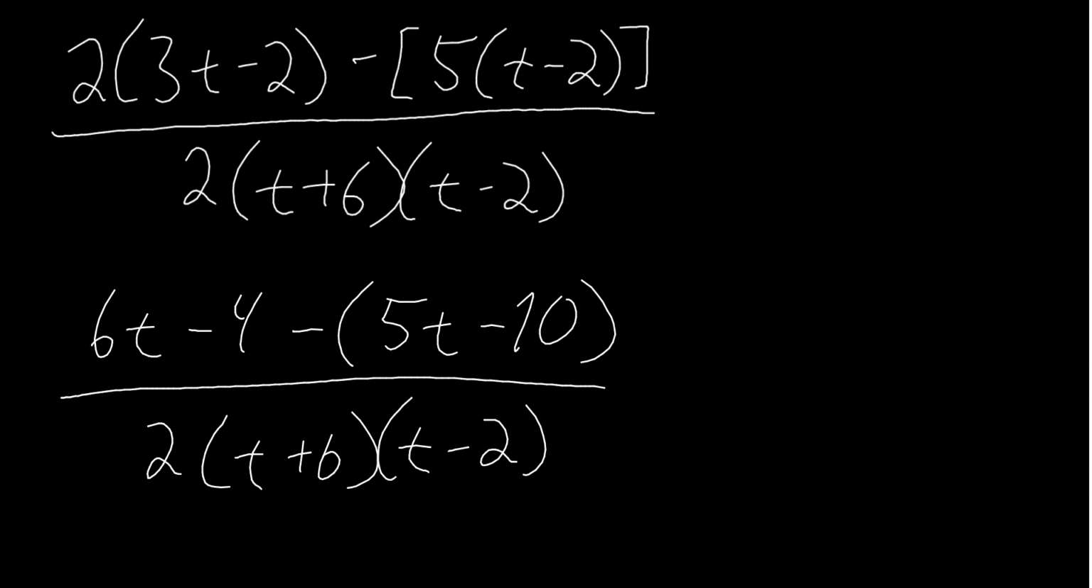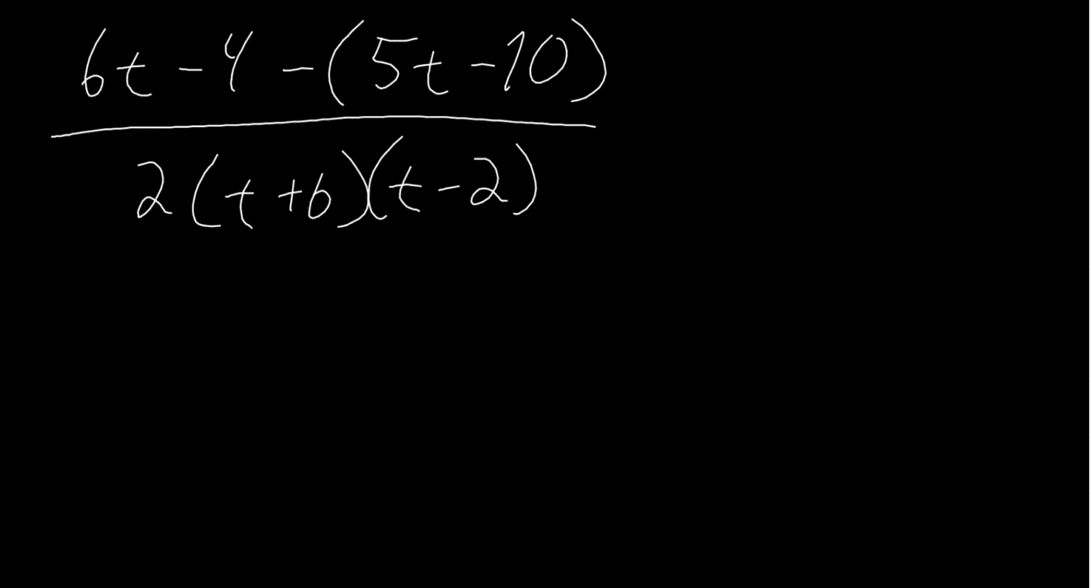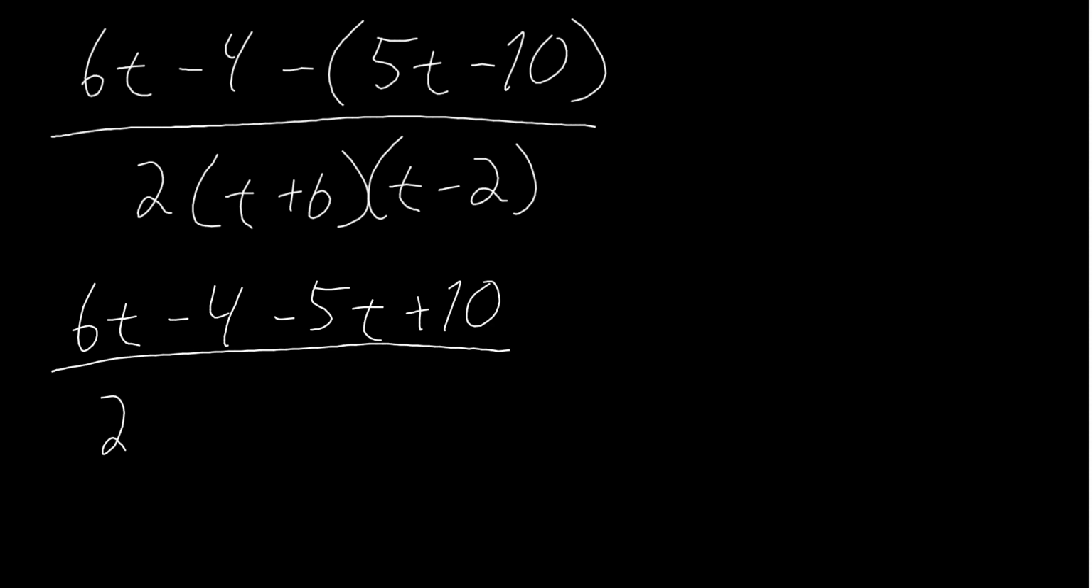And we're going to snip this again. Oh gosh. Okay, so it's going to be 6t minus 4 minus 5t, and then plus 10, all over 2(t plus 6)(t minus 2).